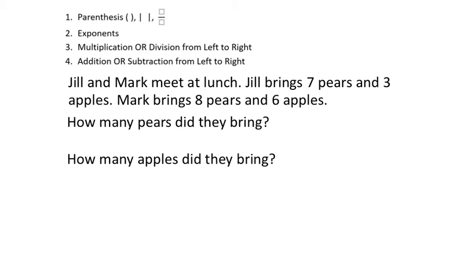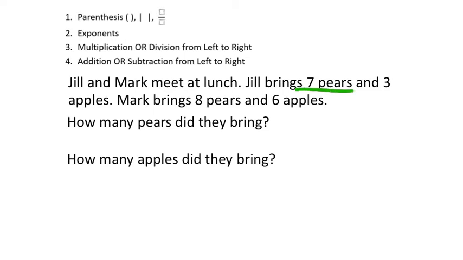This one says Jill and Mark meet at lunch. Jill brings 7 pears and 3 apples. Mark brings 8 pears and 6 apples. How many pears did they bring? For problems like this one on the assignment, we want you to translate this into an expression. There are some problems like that on this homework assignment, but this would not be one of those, okay? So when it asks how many pears did they bring, right?